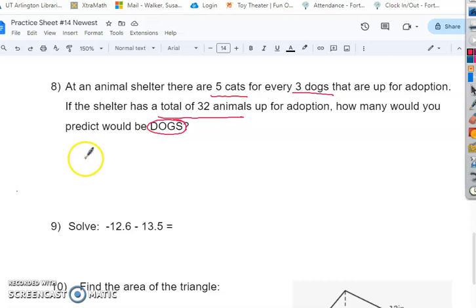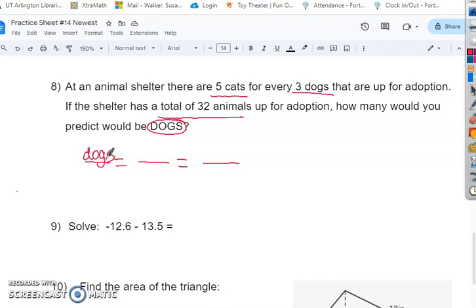Okay? When I have that ratio or rate, I like to just set up a proportion. Okay? Normally I would do cats to dogs. That's what I would do. But it's not asking necessarily for cats to dogs. It doesn't give me cats here. It gives me total animals. So what it wants is dogs. So I'm going to put dogs here.